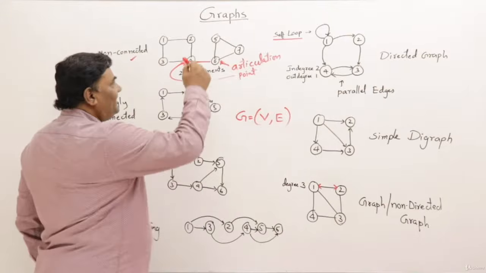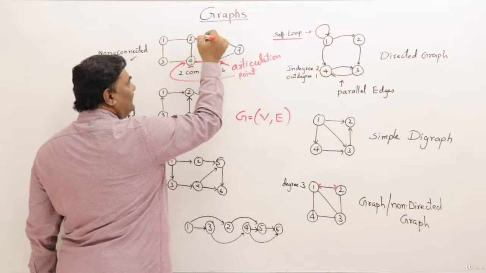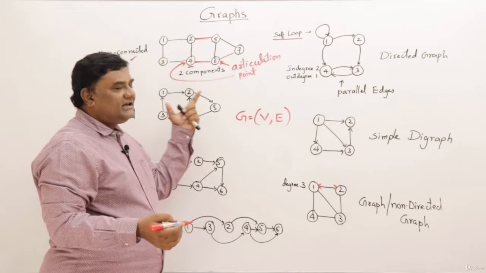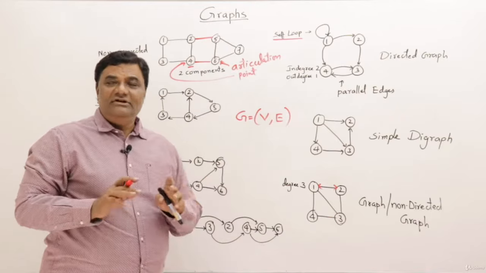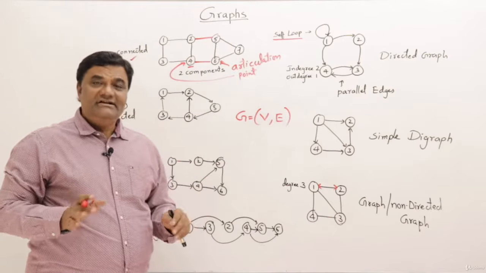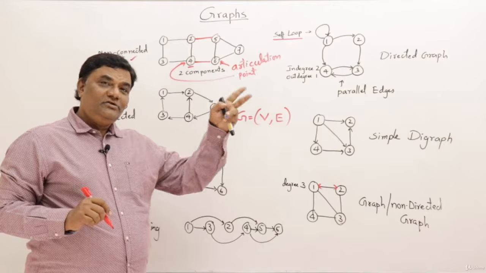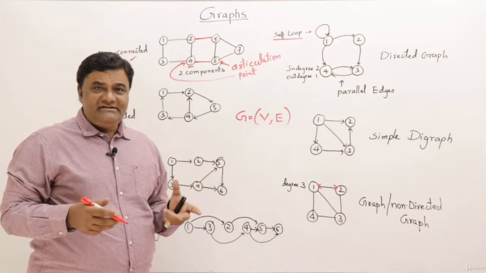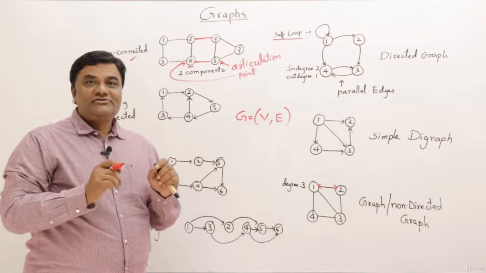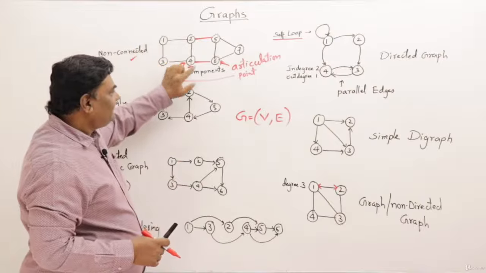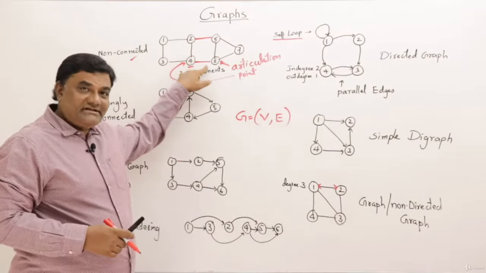Then in that same graph, if I add one more edge, now there are no articulation points. If I remove any vertex, then the graph will not split into multiple components. It remains as a single component. So that is what we call biconnected components. It means there may be components, but they are strongly connected, biconnected. Now you can see that it was earlier not connected. I have added one edge, so it's connected.